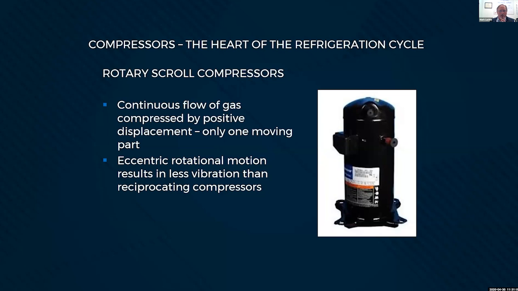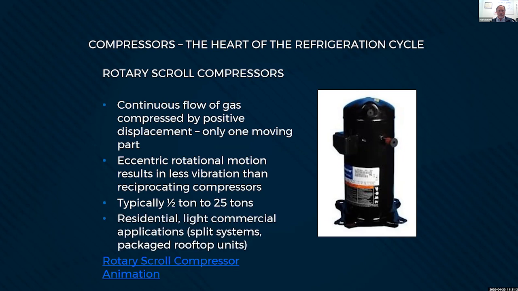Because it is eccentric, it does have some vibration to it, almost like the vibration you get out of your phone, because there's a little rotating eccentric thing in there, but much less than a reciprocating compressor. So typically half a ton, do I say 20 tons? So 25 tons, probably the biggest single scroll compressor you're gonna see. And then they get combined into multiple compressor systems for larger tonnage. Typical applications are residential and light commercial. Split systems, packaged rooftops all use these. And last animation of the day, guys.